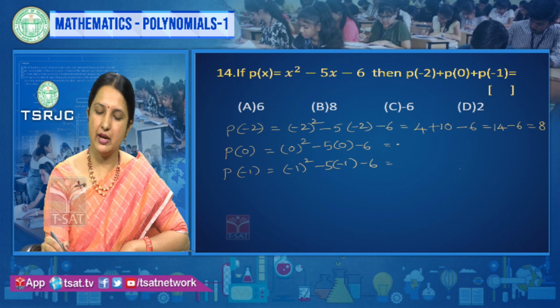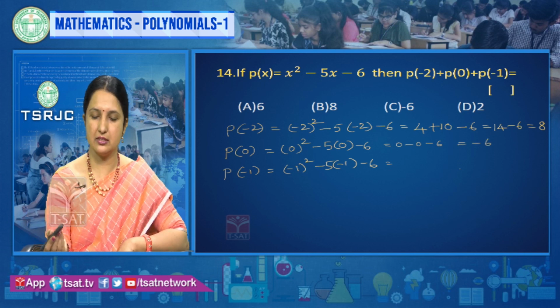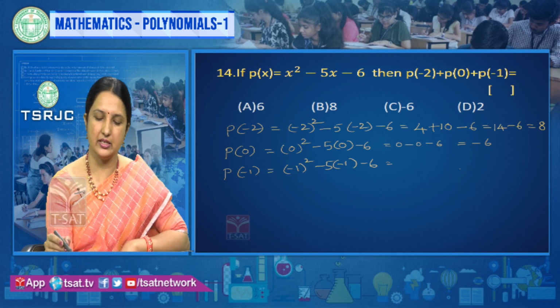Here 0 square is 0 only. 5 into 0 is 0 only, and minus 6. You will get minus 6 only. 0 minus 6 is minus 6. Even if we don't subtract 0 from minus 6, it is the same, that's why minus 6.